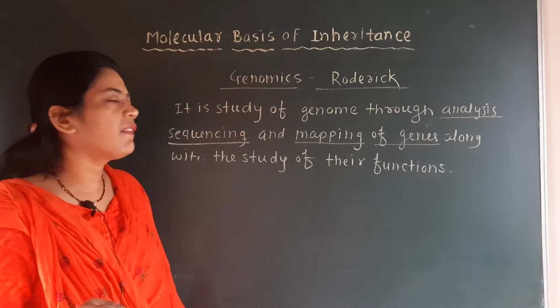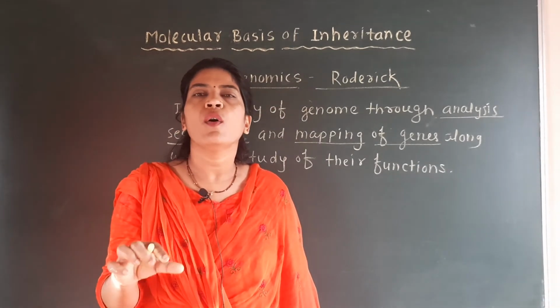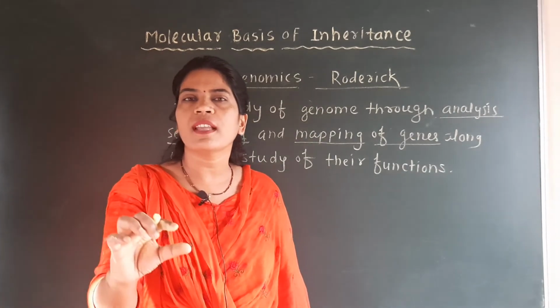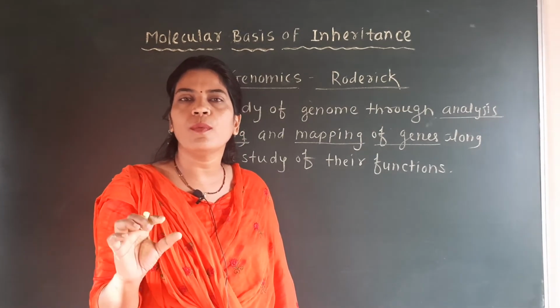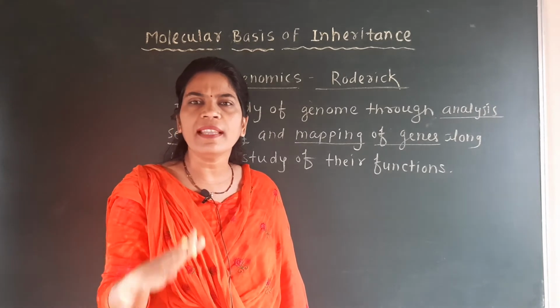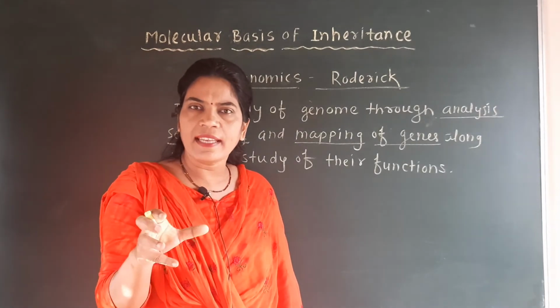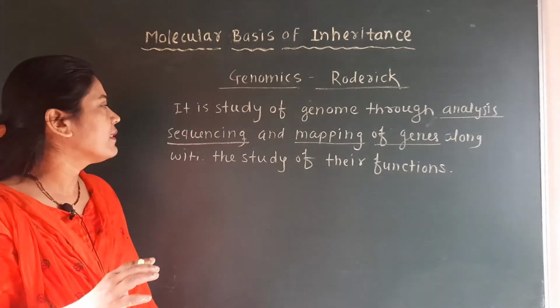Then the sequencing. Then it will be studied how the genes are located on that particular chromosome of the human being. Where is its locus, where is its position, how they are organized on the chromosome. That means the arrangement of the genes. The arrangement of the genes on the DNA, or the DNA carrying the genes, how it is located at different positions, that can be called sequencing.